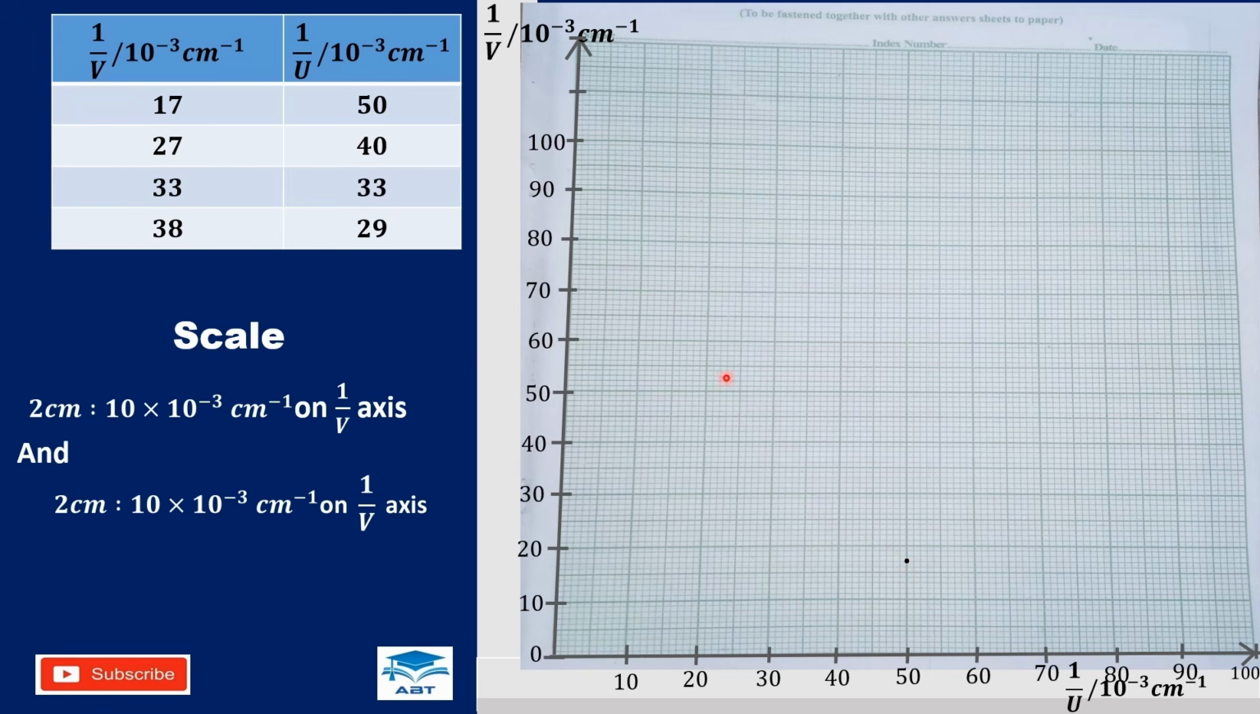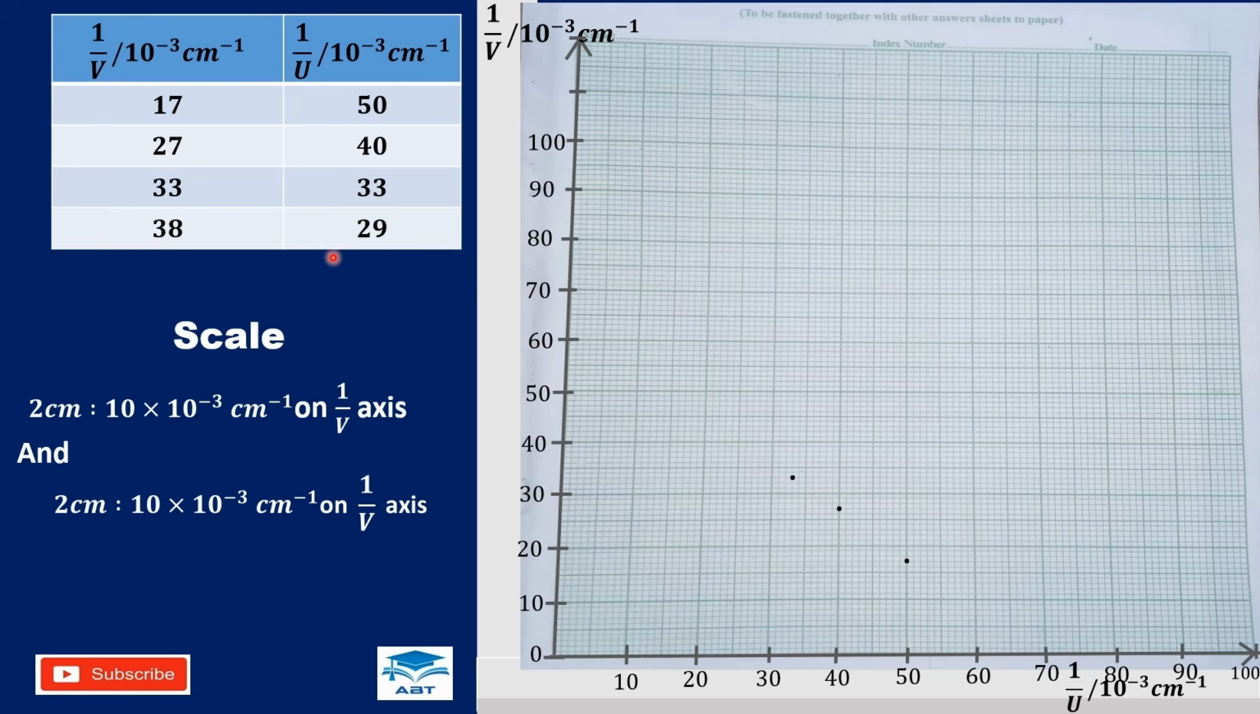For the next point, we have 40 on the horizontal axis and 27 on the vertical axis. So we move to 20 and count 7 more boxes meeting here. For the next one, we have 33 on the horizontal axis. This is 30. We count 3 boxes to the right. And on the vertical axis to 30, we count 3 boxes. And we have the point here.